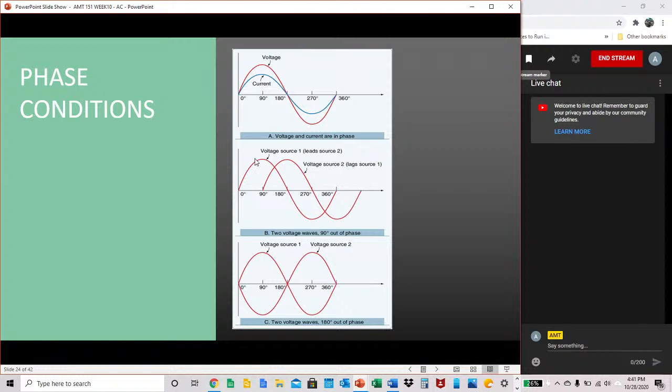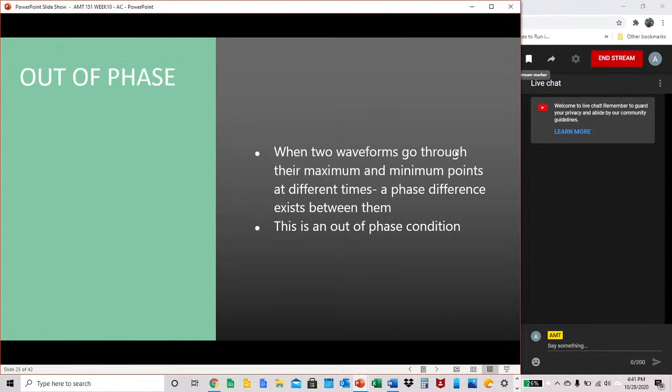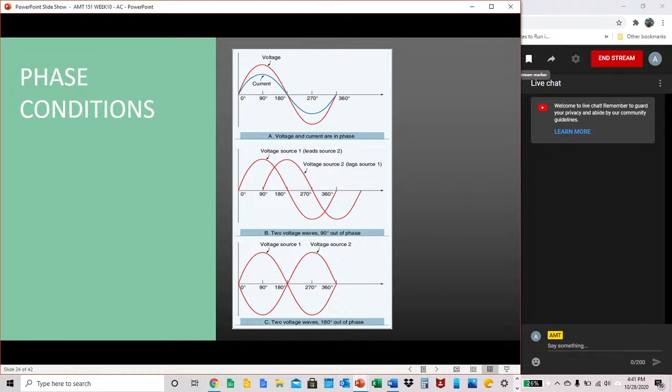So this is the same diagram. But when we're talking about an out-of-phase condition, this is when two waveforms go through their maximum and minimum points at different times. A phase difference exists between them. This is an out-of-phase condition. So the other two images on the same diagram show out-of-phase conditions at different degrees. This middle diagram here, we have two voltage waves out of phase at 90 degrees. And this is what that looks like. This would be the diagram of that sine wave. If we had an out-of-phase condition of 180 degrees, it would look completely opposite of each other.